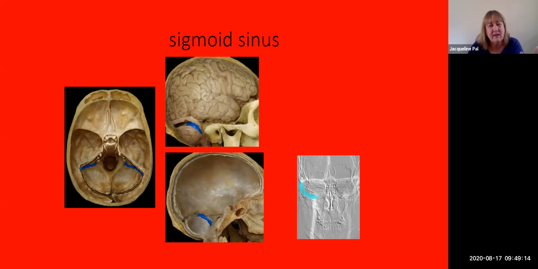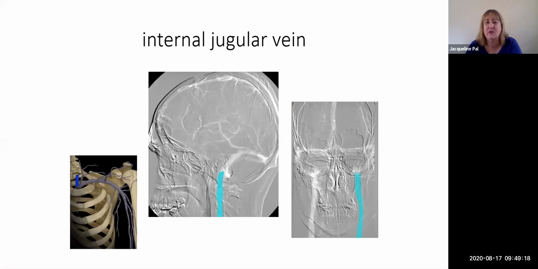And so once the blood has gone through the jugular foramen, it is then in the internal jugular vein. So it's the two internal jugular veins which are draining all the blood from within the skull. And with that, we are done with our cerebral blood flow.